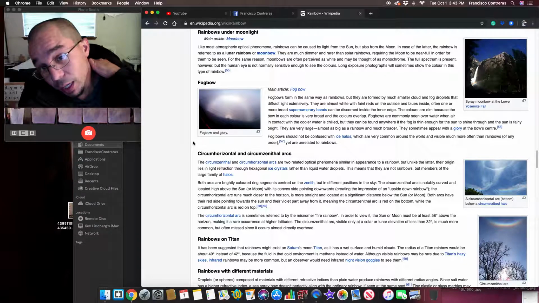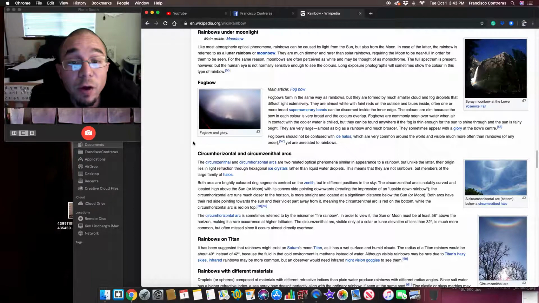Fogbow. Main article: Fogbow. Fogbows form in the same way as rainbows, but they are formed by much smaller cloud and fog droplets that diffract light extensively. They are almost white with faint reds on the outside and blues inside. Often one or more broad supernumerary bands can be discerned inside the inner edge. The colors are dim because the bow in each color is very broad and the colors overlap.